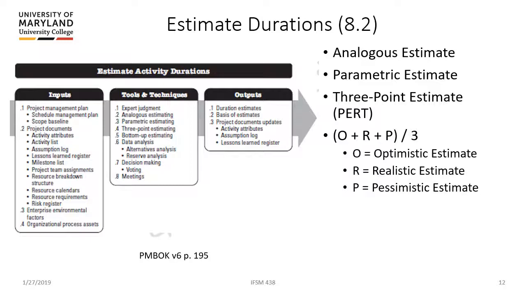So on the optimistic side, it's going to take 1 day. On the pessimistic side, it's going to take 4 days. Realistically, it's probably going to take 2.5 days. So you add those all together and divide by 3, and you kind of take just the average of them. And that's usually your best guess.